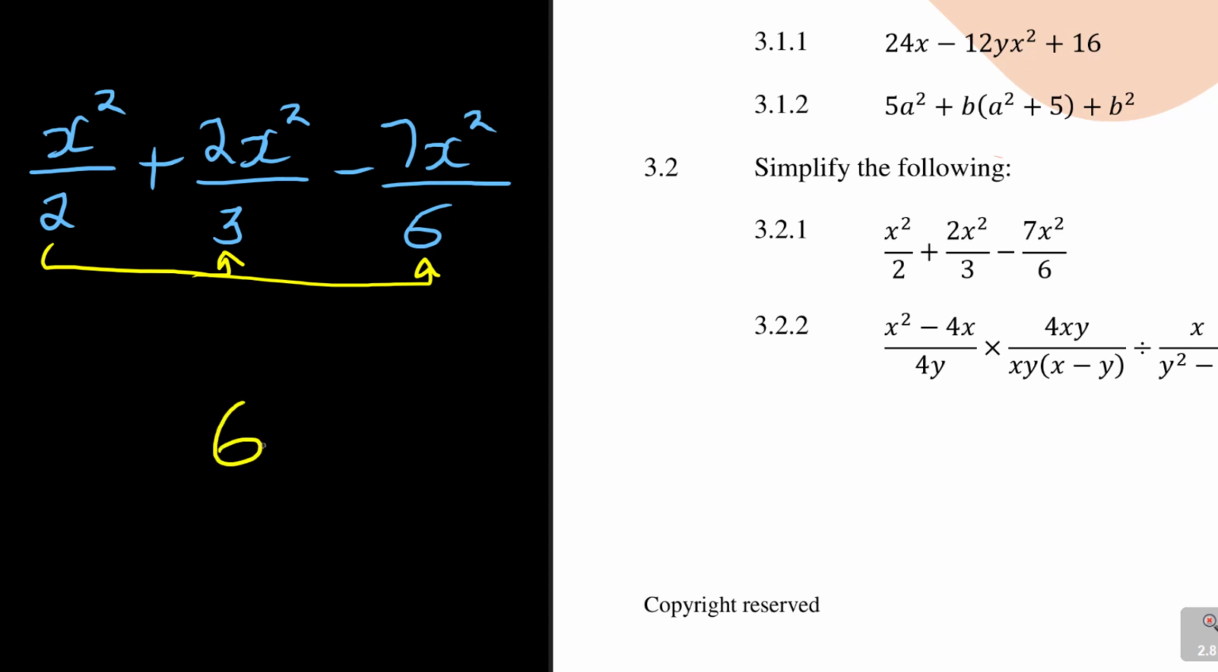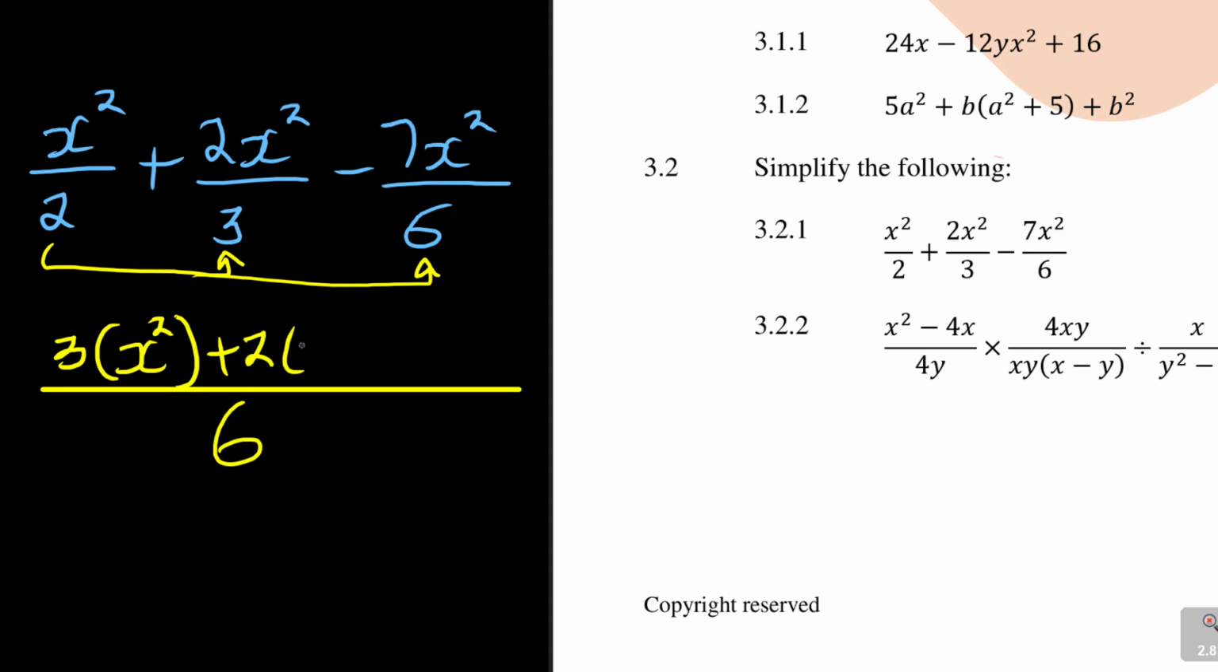Yeah, that's the number in which 2 can go into, 3 can go into, and 6 can go into. So that is our common denominator. From there it's not complicated. How many times does 2 go into 6? 3 times. So we write the 3 and multiply by the top, which is x squared. Plus, how many times does 3 go into 6? 2. And then we multiply by 2x squared.